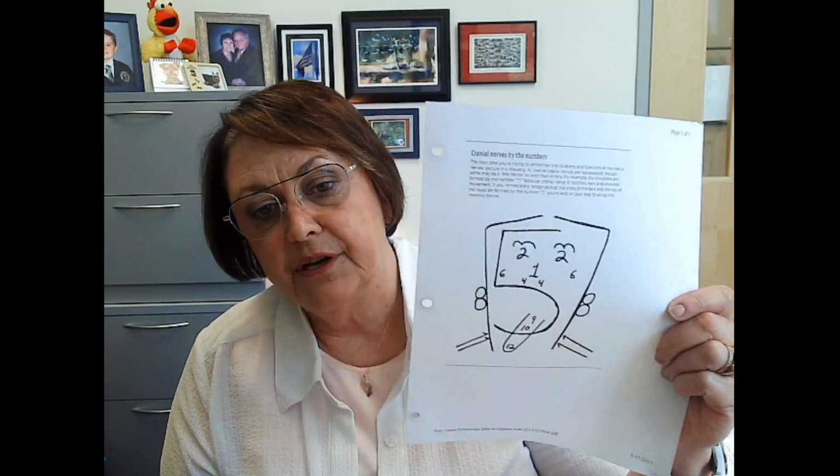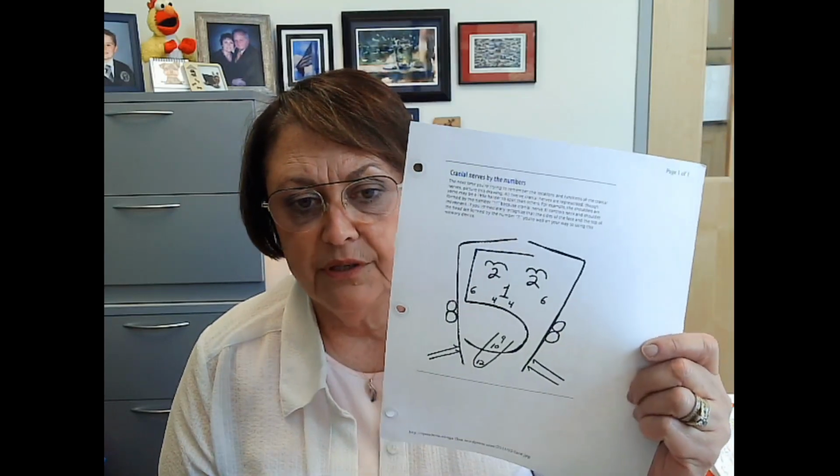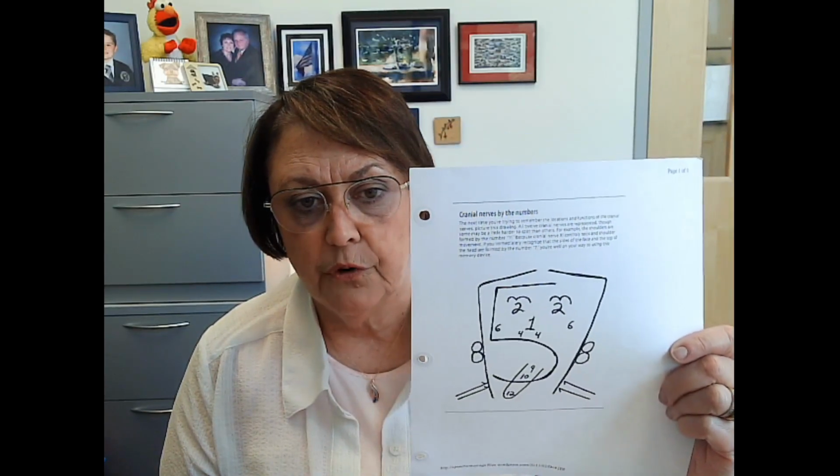Now, we have 12 pairs, let me check the time, 12 pairs of cranial nerves. And I don't know if you had this, I'll have to see. I can put it on Canvas for you. But you have 12 pairs of cranial nerves. And these 12 pairs of cranial nerves are on each side from each hemisphere. And there are 12 pairs, so there are 24.